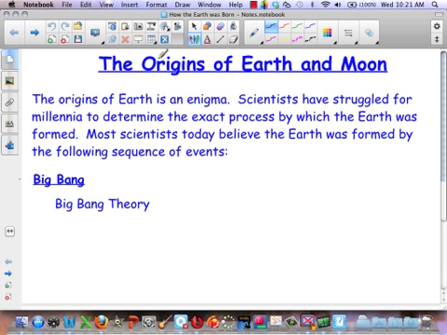That almost sounds like a crackpot idea, right? I mean, it's really out there. But what is the evidence that scientists have that suggests that is possible?